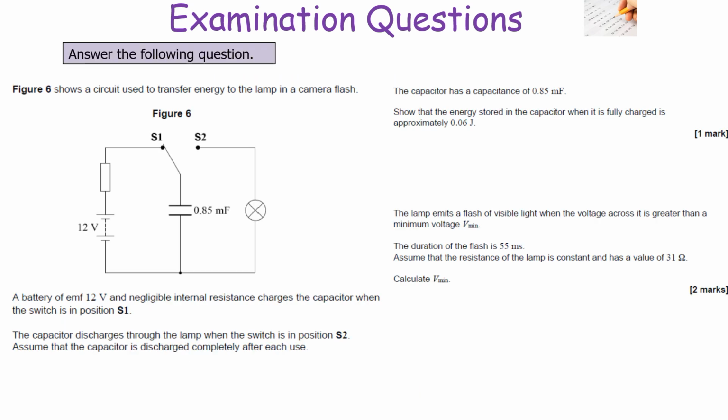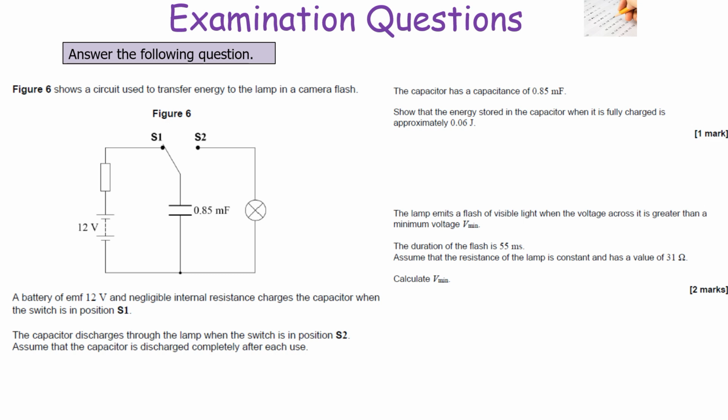The next question says, figure 6 shows a circuit used to transfer energy to a lamp in a camera flash. A battery of EMF 12 volts and negligible internal resistance charges the capacitor when the switch is in position S1. The capacitor discharges through the lamp when the switch is in position S2. Assume that the capacitor is discharged completely after each use. The capacitor has a capacitance of 0.85 millifarads, so that the energy stored in the capacitor when it's fully charged is approximately 0.06 joules. The lamp emits a flash of visible light when the voltage across it is greater than the minimum voltage V min.